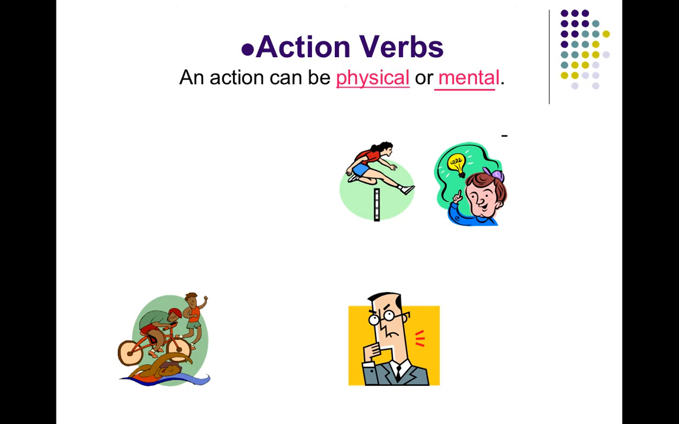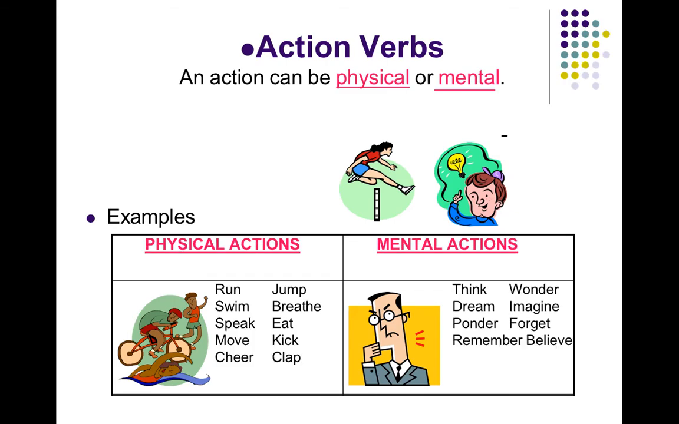So, as I said, action verbs can be both physical and mental. Some examples of your action verbs that have physical actions are the words run, swim, speak, move, cheer, jump, breathe, eat, kick, and clap. But there are other things that you can do called mental actions that we can't physically see, but they are still verbs. To think, dream, to ponder, to remember, to wonder, to imagine, to forget, to believe. So these are some examples of your action verbs.